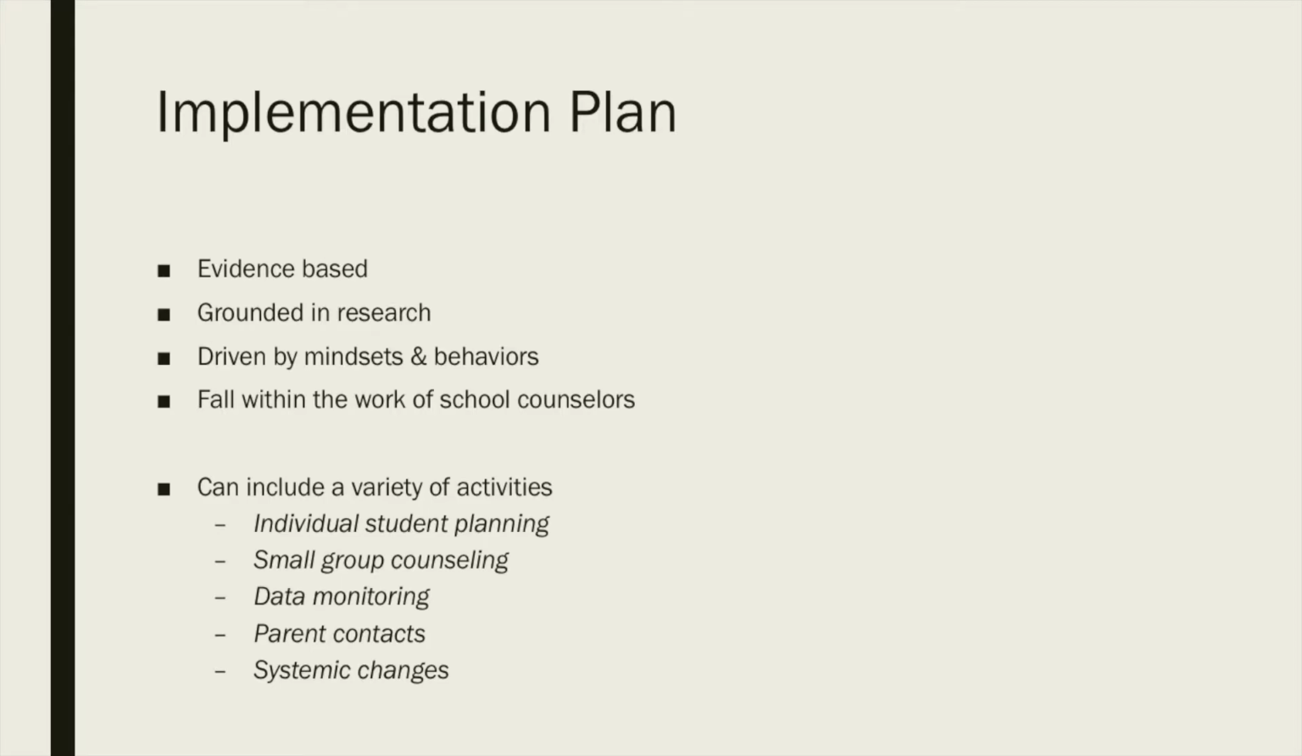Once you have identified the program goal and targeted group of students, it is time to design your implementation plan. Interventions should be evidence-based, grounded in research, driven by mindsets and behaviors, and fall within the work of school counselors. Interventions may include a variety of activities like parent contacts, individual student planning, small group counseling, and data monitoring. They also may include systemic changes like changing the way honors courses are recommended or increasing teachers' professional development in trauma-informed schools. Once you have an idea of your plan, you can create a Closing the Gap action plan.